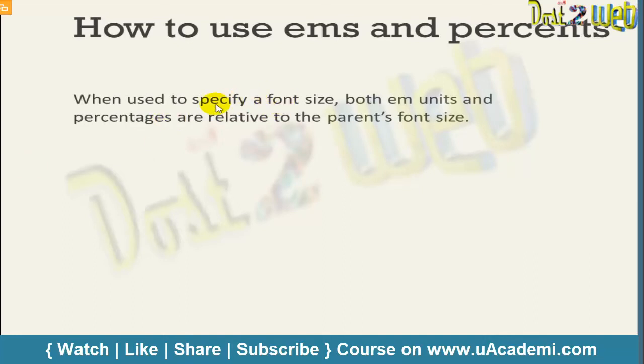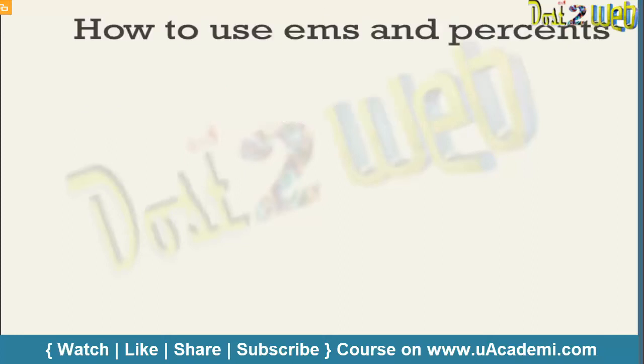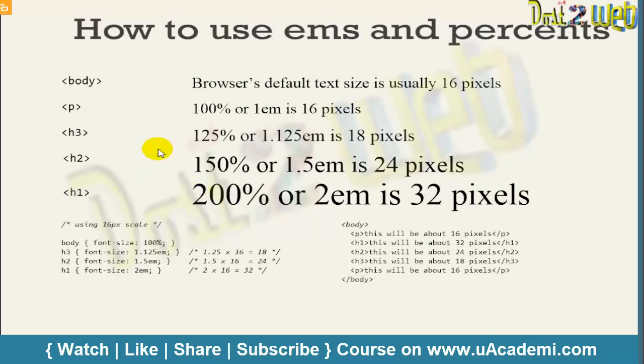When you specify a font size, both EM units and percentage are relative, and they are relative to the parent font size. So whatever you define for the parent font size, the same unit will be taken care of for the text. You can see the example here. How have we used body, right? The browser by default takes the text size as 16 pixel. You can see here, by default, it will be 16 pixel for the body type.